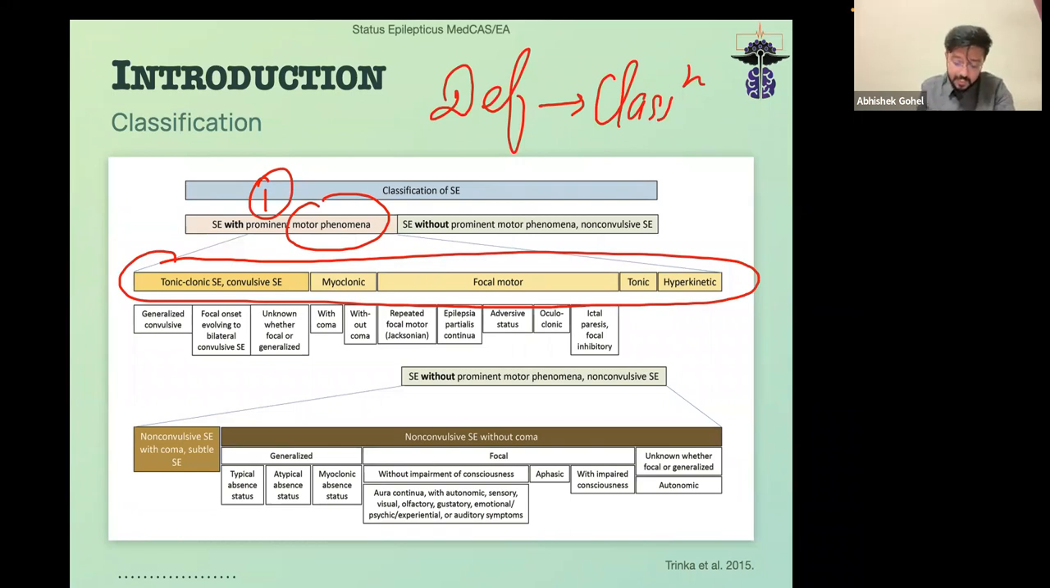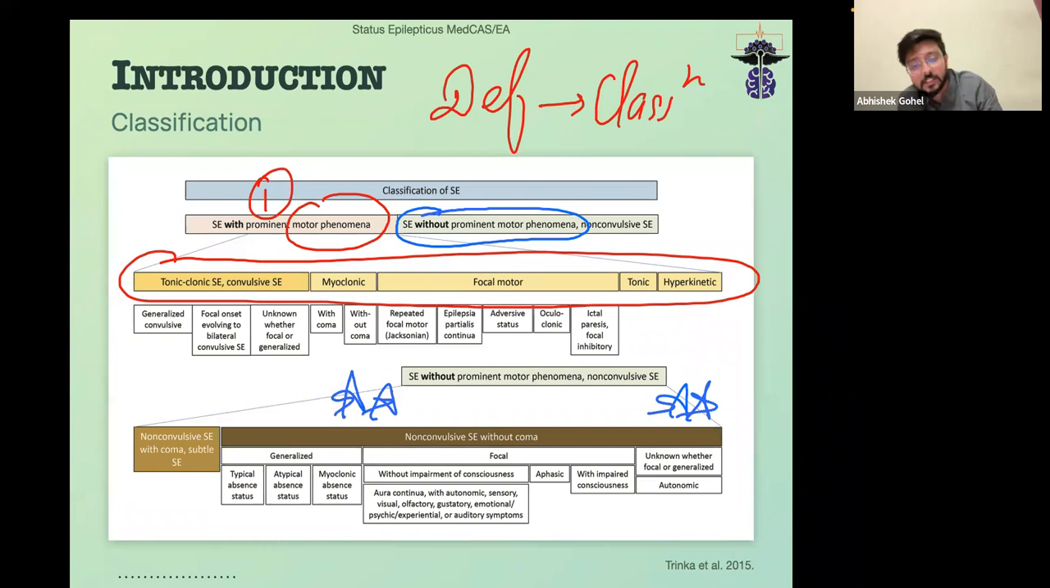What happens in the next one? That is when we do not have a prominent motor phenomenon. This is very difficult to diagnose. I mean, very difficult to suspect. It is easy to diagnose, but it is very difficult to suspect. So in this comes non-convulsive status epilepticus, which is the most commonly missed reversible cause of unexplained unresponsiveness everywhere in ICU as well as in the emergency department.